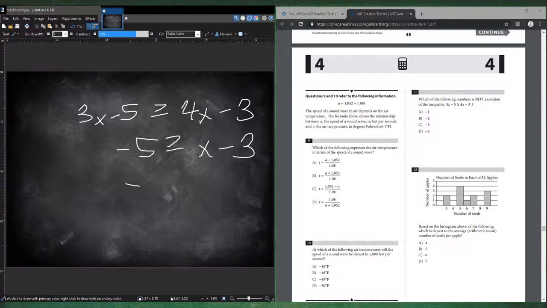And you add 3 to both sides, so negative 2 is greater than x. So x has to be like negative 3, negative 4, negative 2, negative 5, negative 7. So anything like negative 2 just has to be greater than x. So the only one that's not a solution is negative 1. So the answer is A.